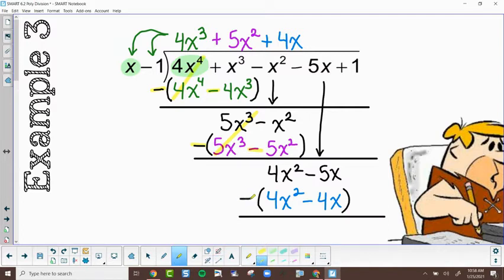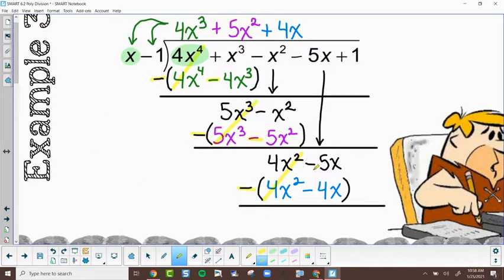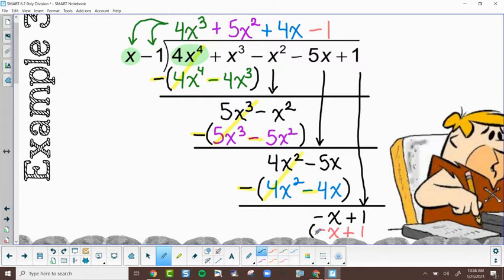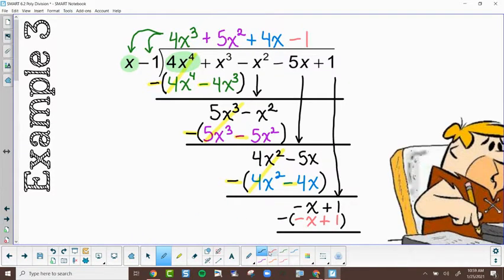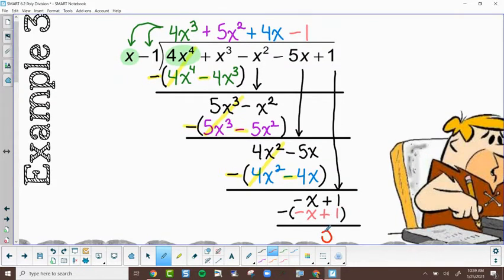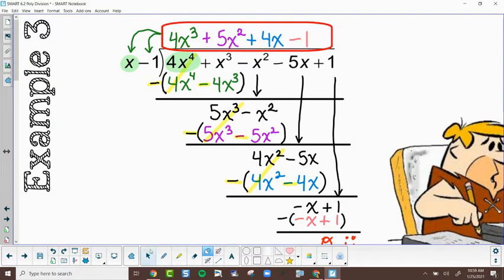Same thing. Go ahead and distribute. So 4x squared minus 4x squared. And then I've got minus 5x, plus 4x. So that's going to be negative x. Let's drop that 1 on down, positive 1. Same thing, how many times does x go into negative x? Well, that's a minus 1 time. Multiply down. So here's negative x. Ooh, I see something so nice. It looks like I am going to have a remainder of 0, which is really, really nice. So here's our final answer, that quotient right there on top.